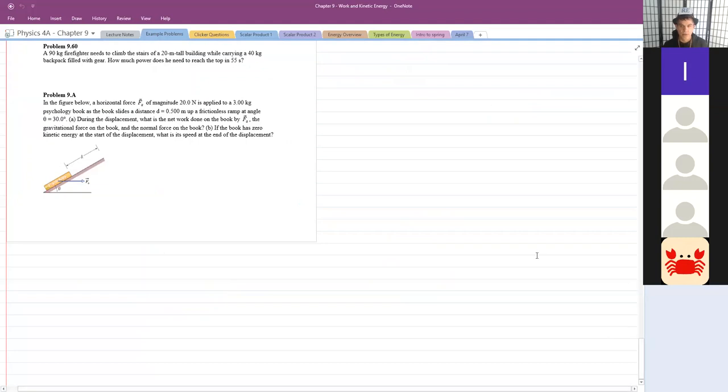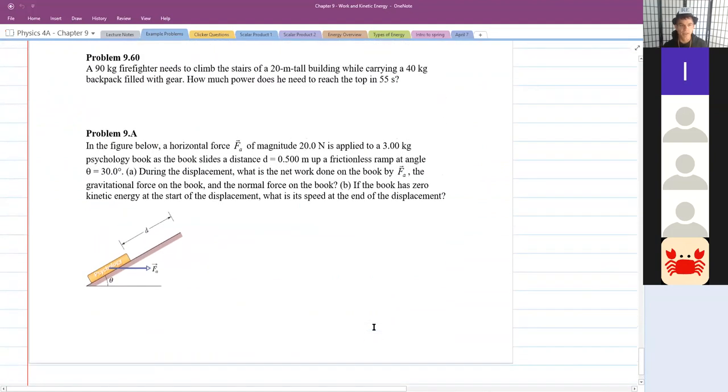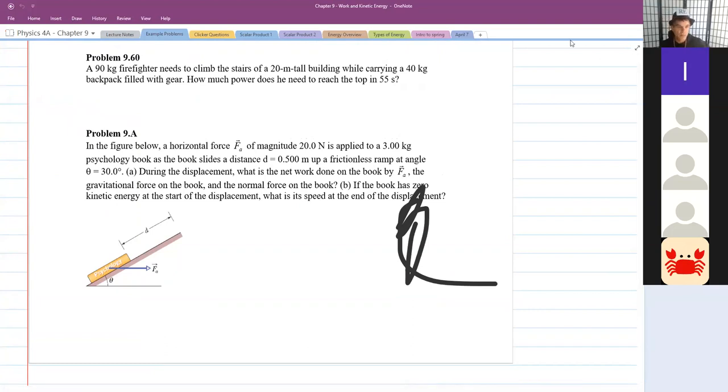Can I make this bigger? Example problem 9A, the very last one. It says, in the figure below, a horizontal force FA of magnitude 20 newtons is applied to a 3 kilogram psychology book as the book slides a distance of 0.5 meters up a frictionless ramp at an angle of 30 degrees. During the displacement, what is the net work done on the book by FA, the gravitational force on the book, the normal force? If the book has zero kinetic energy at the start, what is its speed at the bottom?